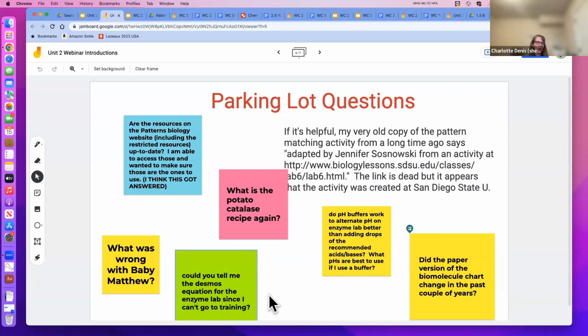Do pH buffers work to alternate pH? Okay, that's a good question. I've never tested it with pH buffers. That could be a way to get around the problems that I'm having. Something to test. I would say that to get a good standard, we want to see low and high pHs having low activity and some pH in the middle having a higher activity.